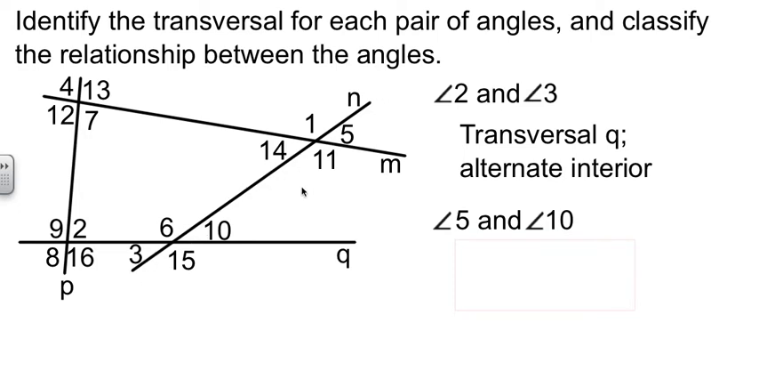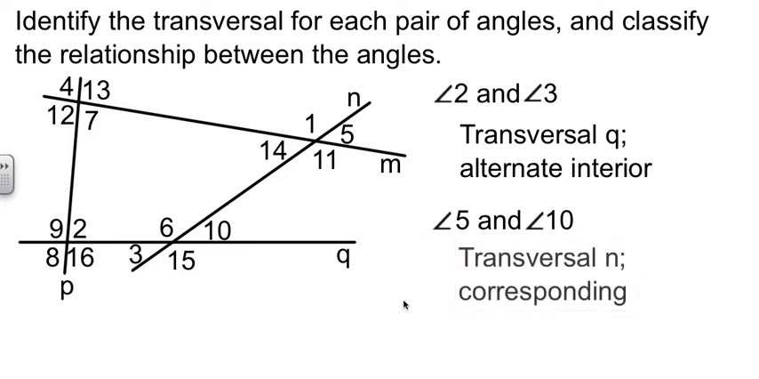Now we have to decide on the relationship between them. 5 and 10 here, they're both on the right-hand side of the transversal. One is an interior angle, one is an exterior angle. They're both in, if you will, the upper right part of the intersection. So that makes them corresponding angles for that transversal.